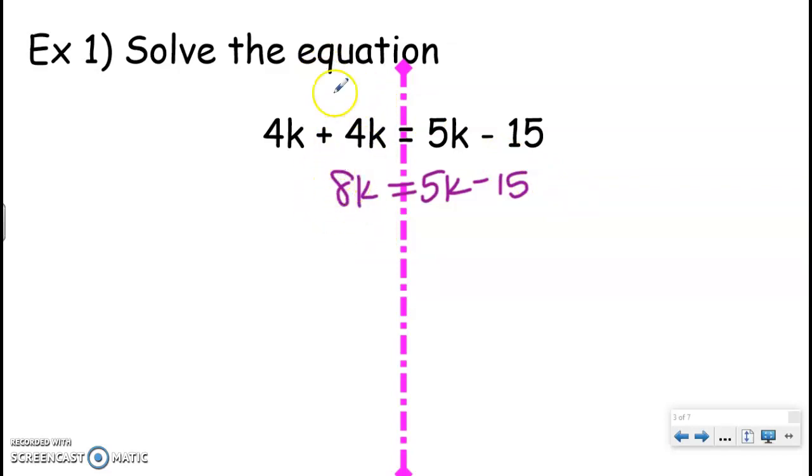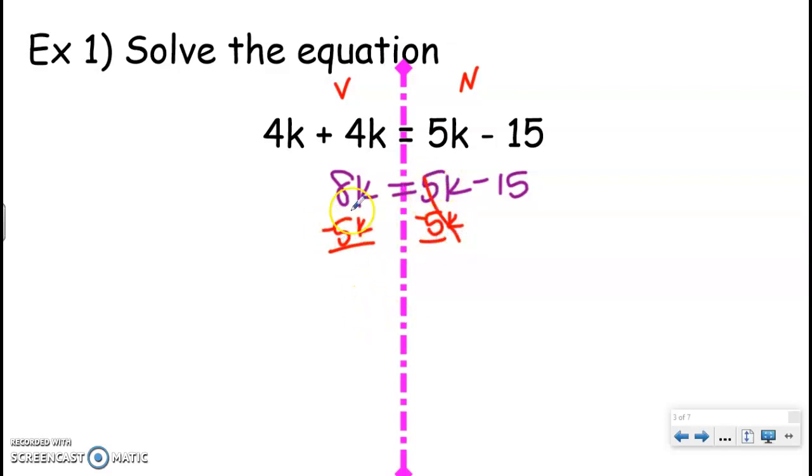So notice on the left side I only have a variable. I want all my variables or all my letters on the left side, and I want to get all of my numbers on the right side. Okay, so on the right side I have a letter. Need to move that to the other side. So remember, anytime you're moving it to the other side, we need to cancel it out. So since it's a positive 5k, we're going to do minus 5k on both sides.